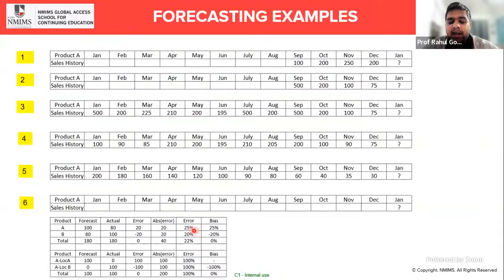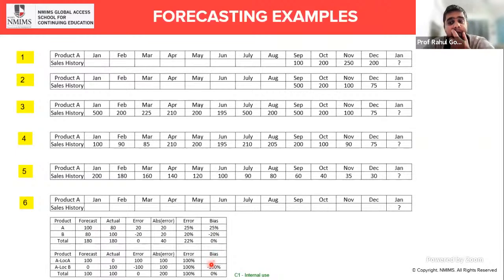Yeah. And there is another very important metric which is called bias. The only difference between error and bias is that for bias, we don't take the absolute, we take the sign of the error. So bias is error divided by actual. So 20 by 80, 25%, minus 20 by 100, minus 20%. So it comes along with a sign. When we say positive 25%, it means over forecasting. When we say negative 20%, it means under forecasting. So in the first case, it was over forecasted. In the second case, it was under forecasted, right?